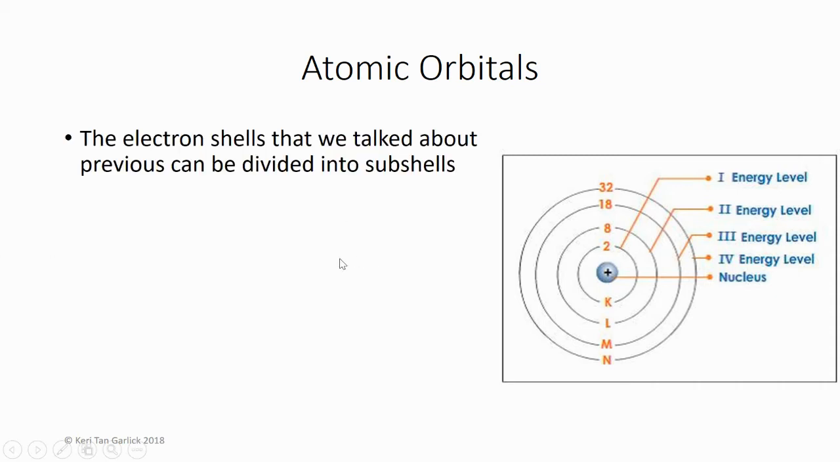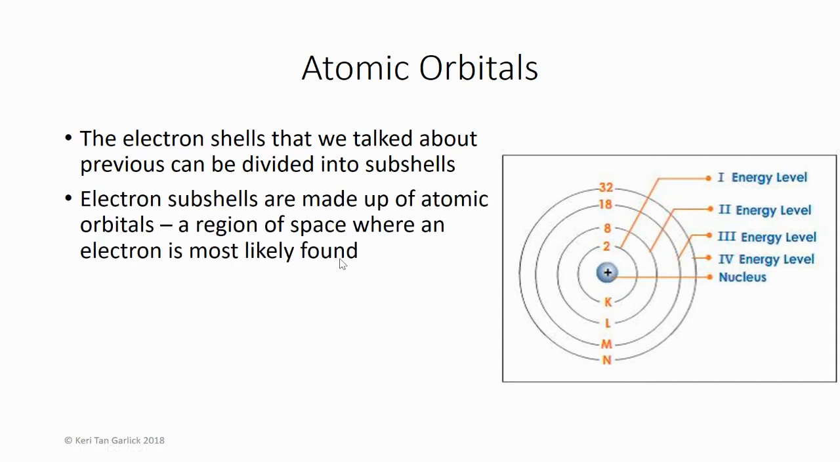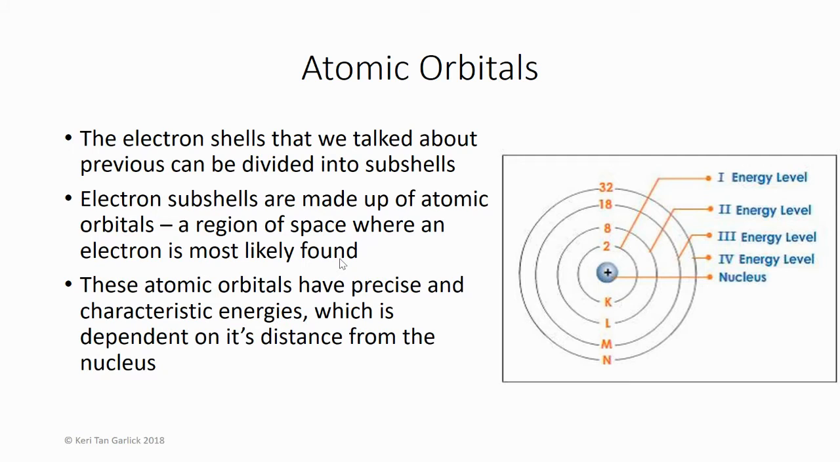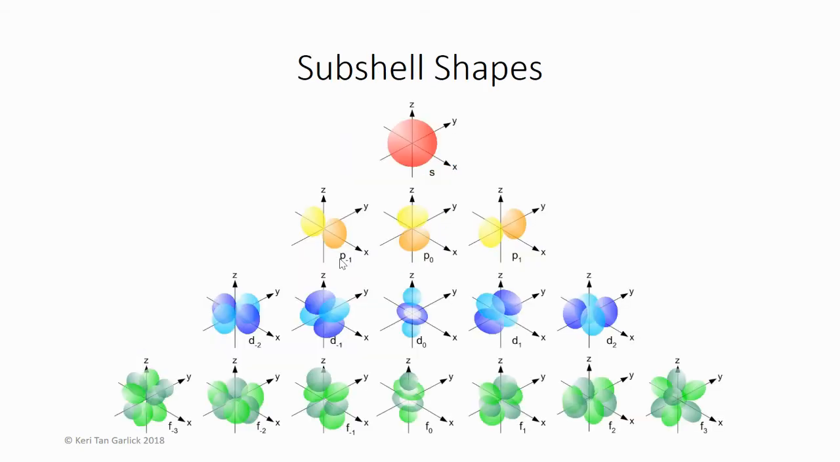The electron shells that we talked about previously can be divided up into subshells. Electron subshells are made up of atomic orbitals, a region of space where an electron is most likely to be found. These atomic orbitals have precise and characteristic energies, which is dependent on its distance from the nucleus. These are the shapes of the subshells. So we've got S, which is closest, and it's a spherical shape, so that's the subshell S.